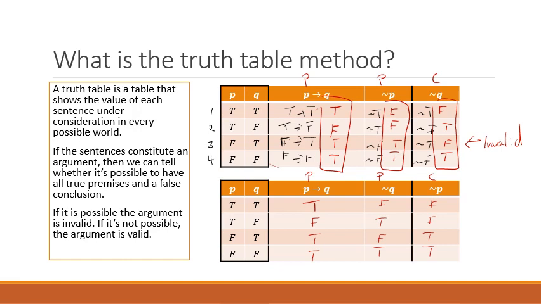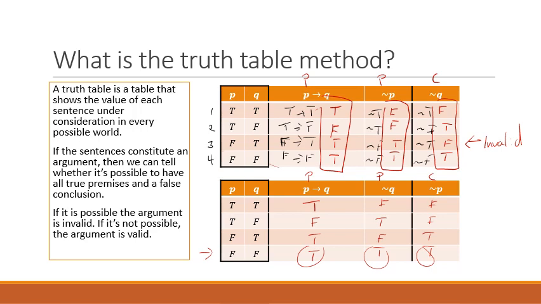And now you'll see that we never get a situation where we have all true premises and a false conclusion. In fact, the only time we have all true premises is down here in line 4, and everything is true. So it's just never the case that you get all true premises and a false conclusion. Every time you get all true premises, you get a true conclusion. So that means it's not possible, right?